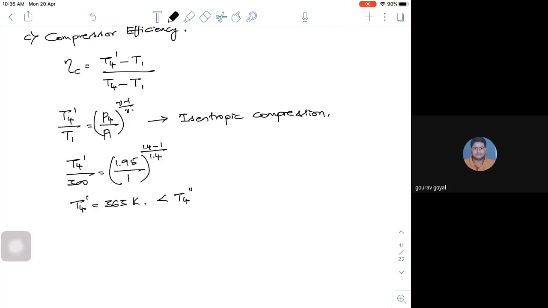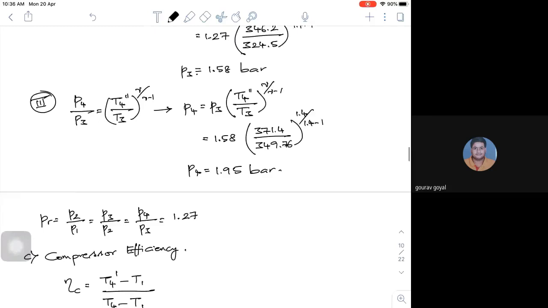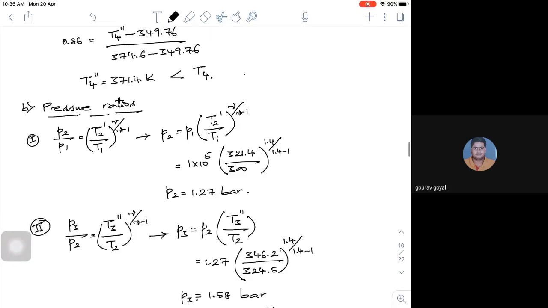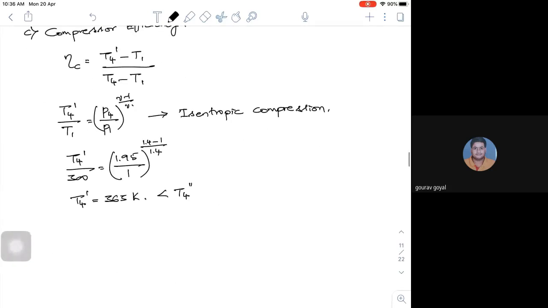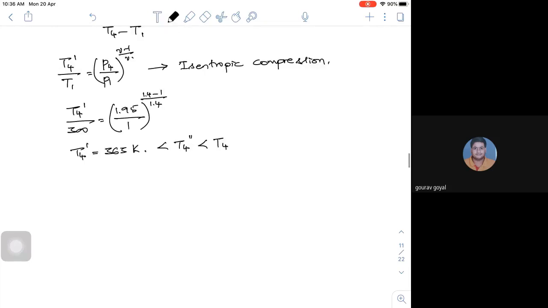So what is the value of T4 double dash? Just now we calculated T4 double dash was 371.4. Fine, and which is less than your T4 also. So this simple rule, if you try to follow it in all your calculations, whether it's right or wrong, you can easily come to know. So T4 dash is less than your T4 double dash, and T4 double dash value should be less than your T4. This rule we have to apply.